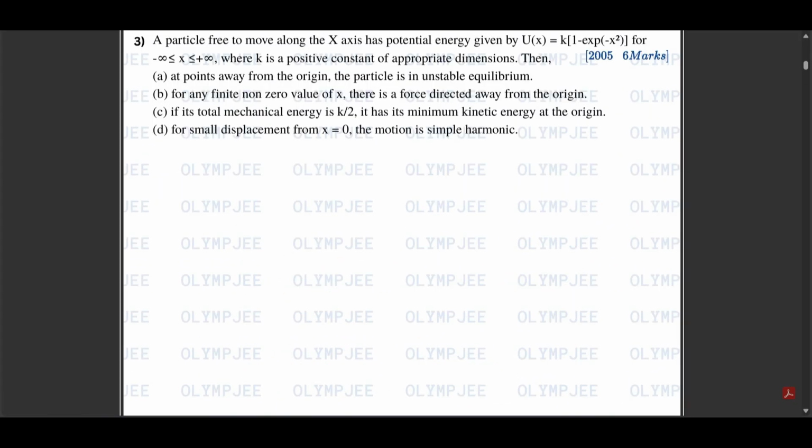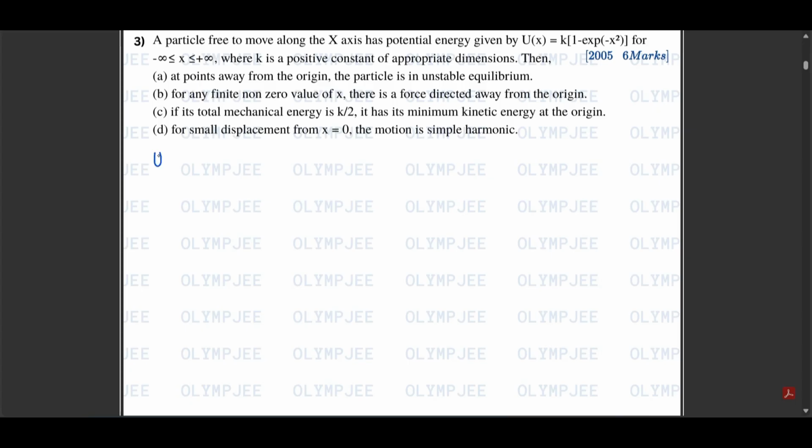So question 3 says that a particle free to move along the x-axis has potential energy given by k times 1 minus e raised to power minus x square for x belonging to minus infinity to plus infinity, and k is a positive constant. So we are asked certain questions related to equilibrium, unstable or stable equilibrium, and also the nature of force, and if the motion is simple harmonic motion. So this is a multi-option correct question, and this is a nice question. This kind of question is quite common in JEE nowadays, so you must have attempted these kind of questions. So let us look at the solution.